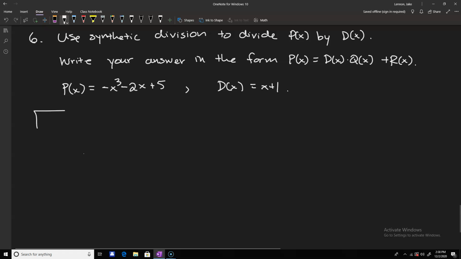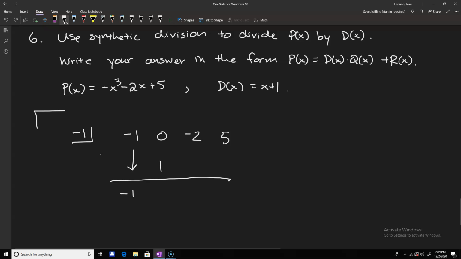So remember the setup here is we take the divisor, negative 1, put it in this corner, and then on top we're going to write all the coefficients of p of x, which are negative 1, the 0, because there's no x squared, a negative 2, and then a positive 5, and then we write a line below. So we want to bring down that negative 1 to start. That just comes straight down. So we get negative 1. And then what we do is we multiply the negative 1 here with the negative 1 in the corner. So negative 1 times negative 1 is positive 1. And we write that above the line.